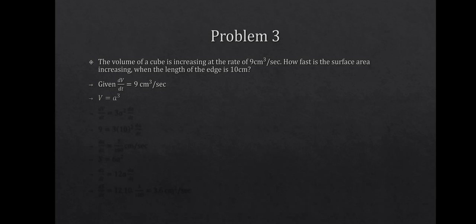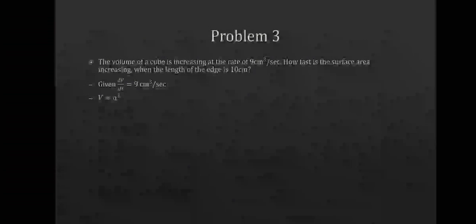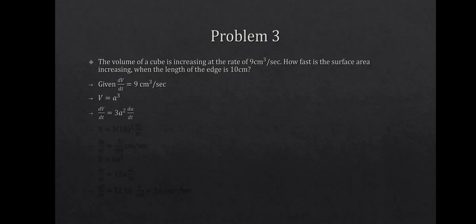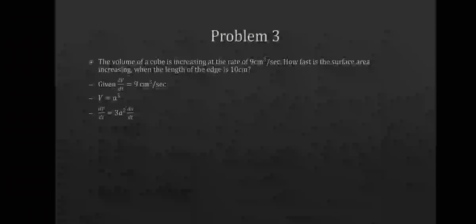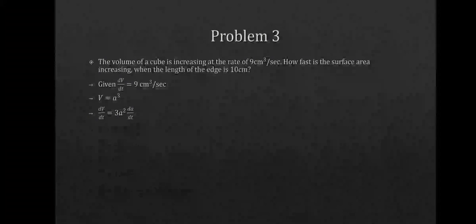Let us do the derivative with respect to time on this. So now obviously V is a cube, the derivative is 3a square, but I'm doing it with respect to t, so I have to consider dA/dt as well. So dV/dt is equal to 3a square into dA/dt. Now let us put all the values which are given.